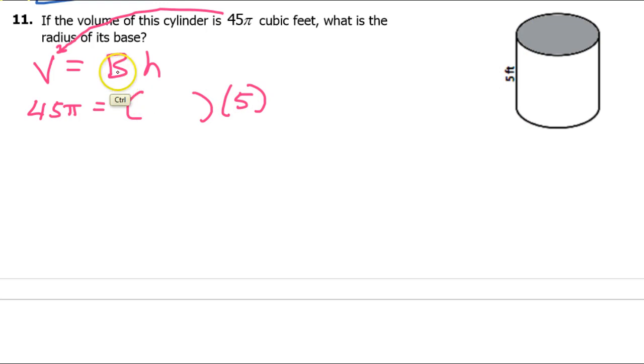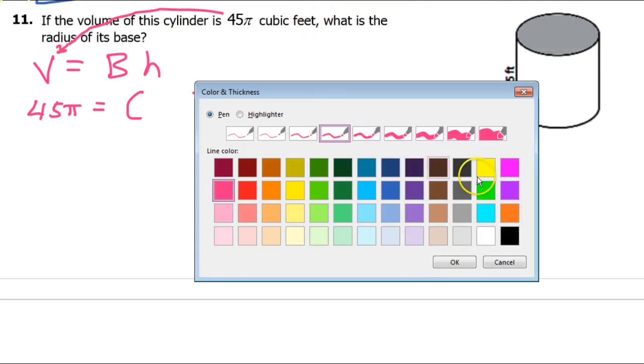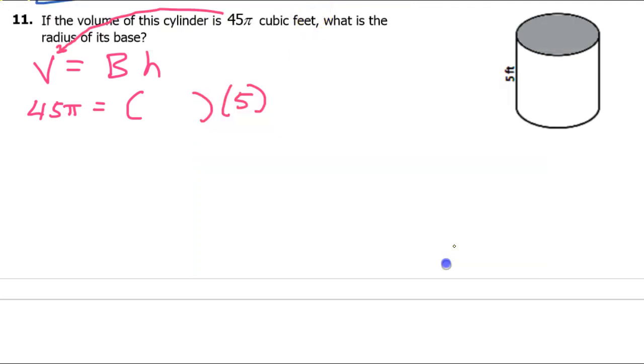So what about the area of the base? I don't know the radius. That's what we're trying to find. But I see that the base is a circle, and what I do know is the formula for the area of a circle. The formula for the area of a circle is pi r squared. So that's what's going to go in for B. So I'm going to have pi r squared. r is the only variable, so I should be able to solve for that.